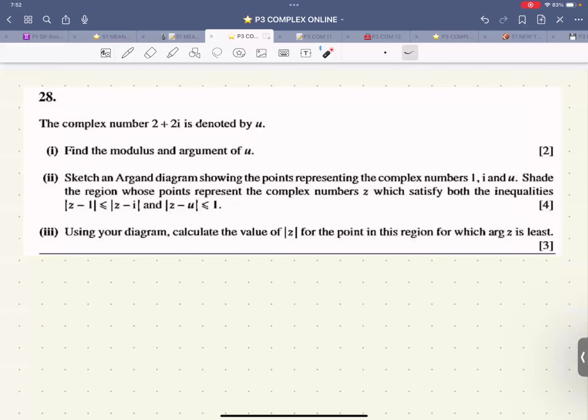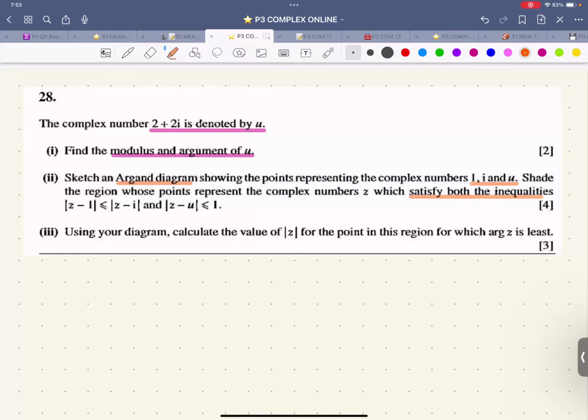The complex number 2 plus 2i is denoted by u. Find the mod and argument of u. That is the first thing. The second thing, sketch an Argand diagram showing the points representing the complex numbers 1, i, and u. Shade the region whose points represent the complex number z, satisfying both the inequalities.